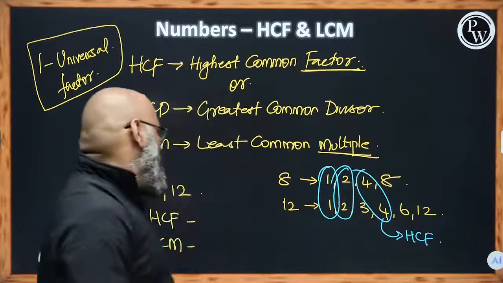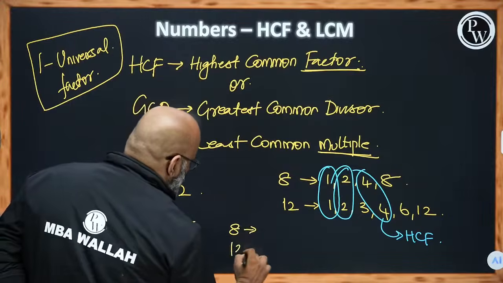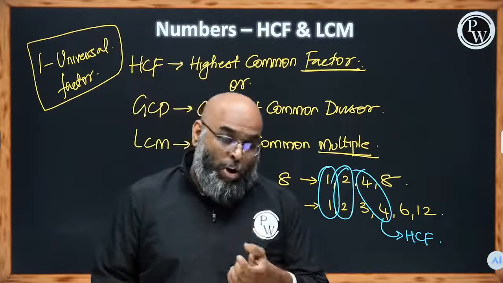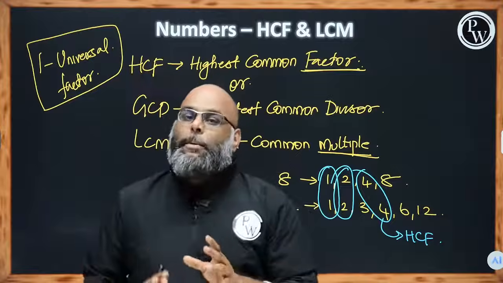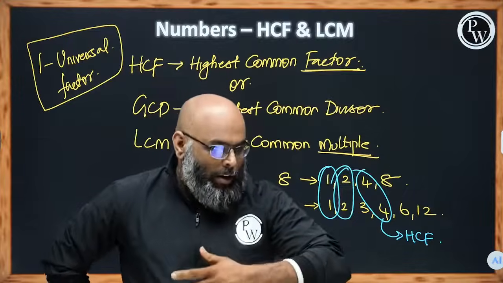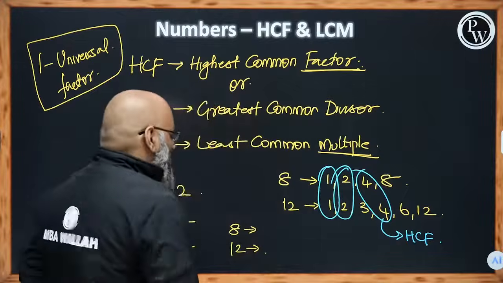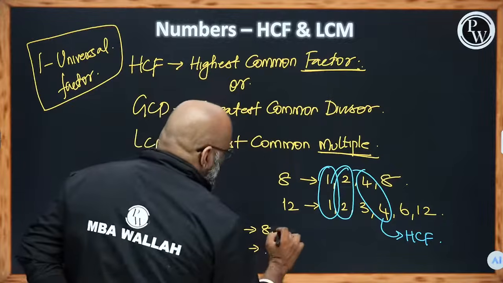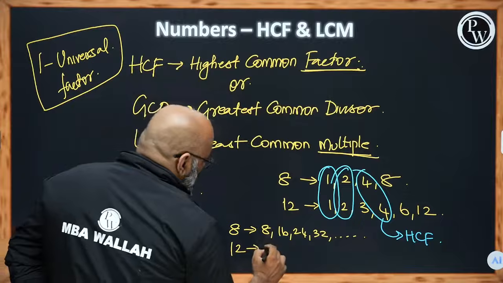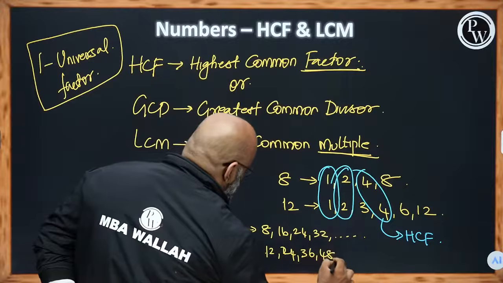What about the LCM then? Now when I say LCM, again for 8 and 12, what do you mean by LCM? Multiple, not just any multiple, common multiple, not just any common multiple. We are looking at the least common multiple, which means we have to write down all the multiples of both the numbers and then look at the number that is the least. So for 8, the next multiple will be 16, then 24, then 32 and so on. The multiples of 12 are 12, 24, 36, 48 and so on.